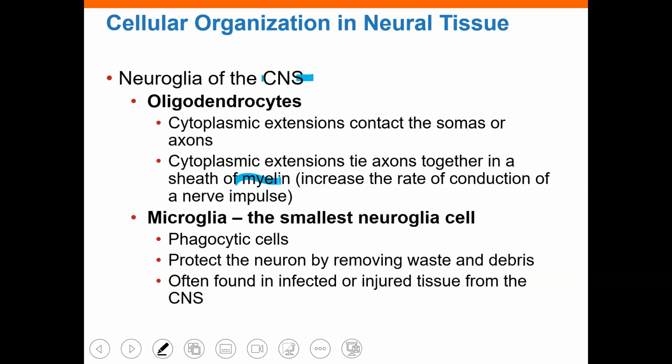Okay. Microglia are another cell type, and they're the smallest of the neuroglia cells. They are phagocytic. So phage, think of the word esophagus, that PHAG is in there. So that's eating. Okay, so these are the eating cells. These are part of the immune system. So they protect the neuron by removing waste and debris. They're often found in infected or injured tissue from the central nervous system.